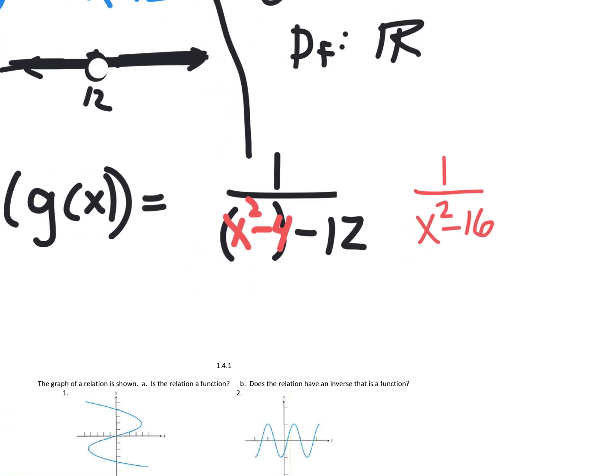Then write the new domain for this thing. I'd use a number line, personally. I'm telling you, the number line's the way to go.